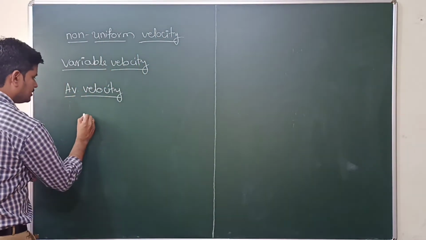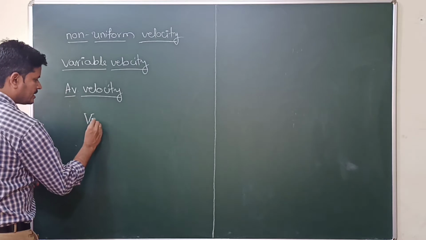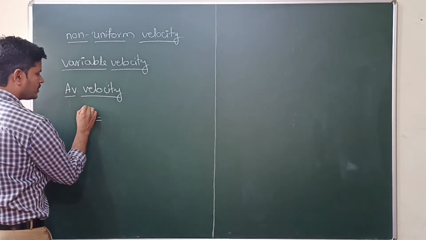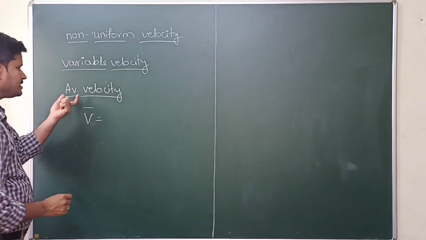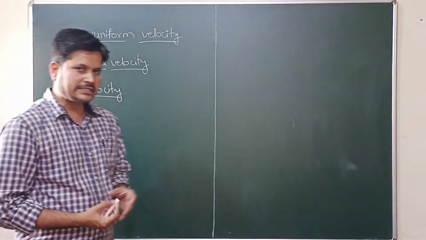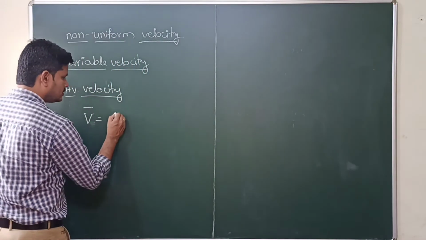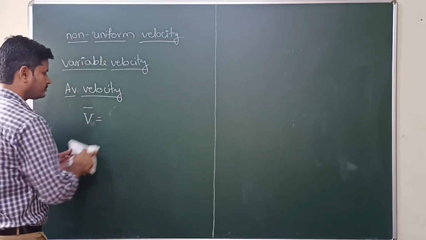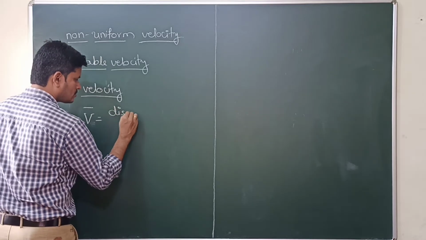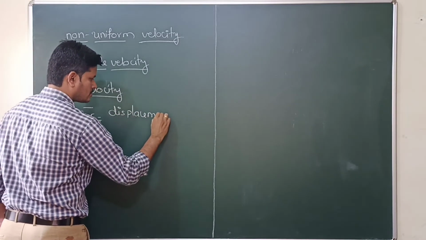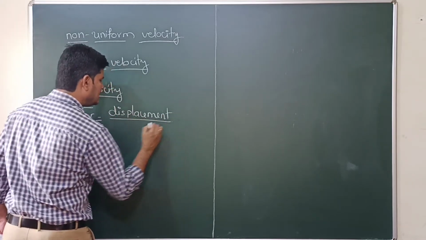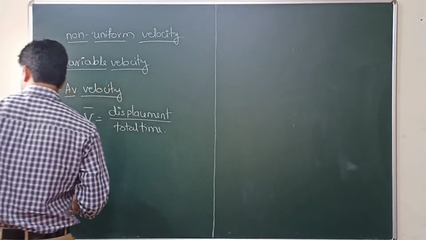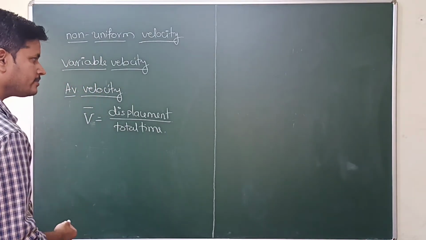Average velocity, that we will represent as v bar. Okay, this is a symbol to represent average velocity. It is just total displacement divided by total time. This is the average velocity, right?